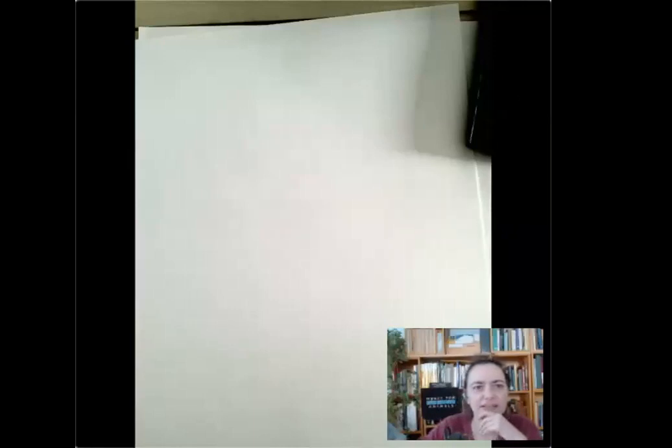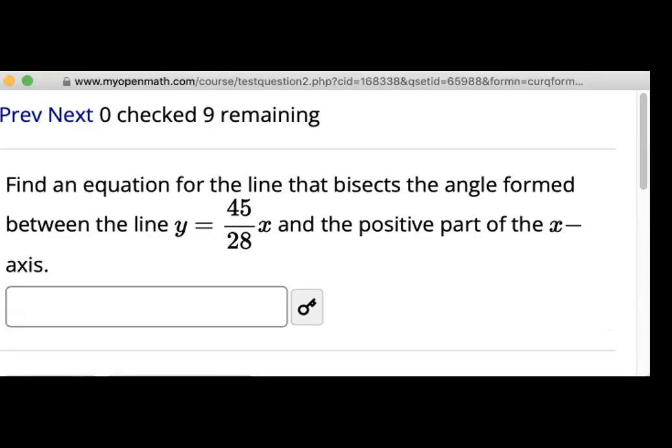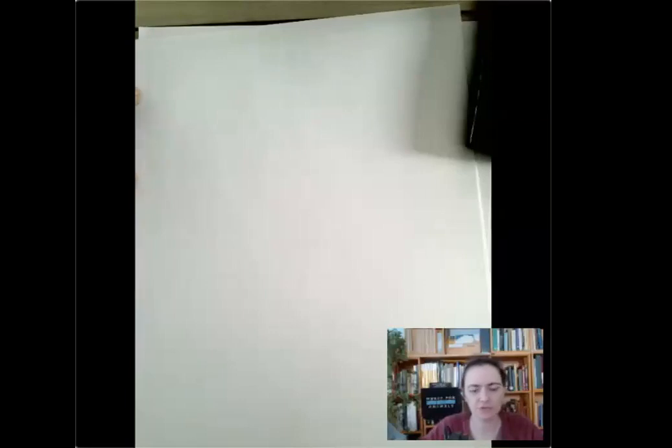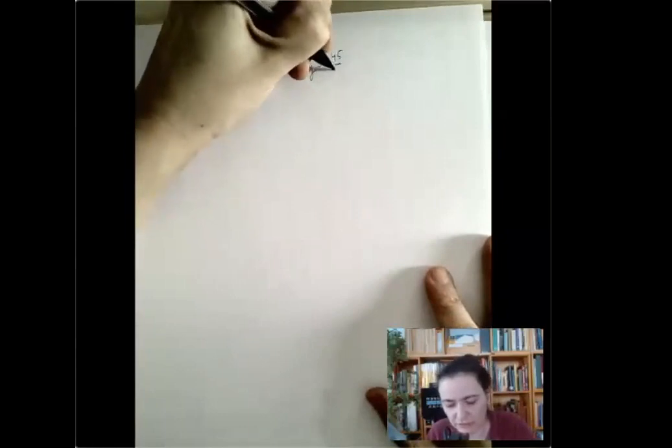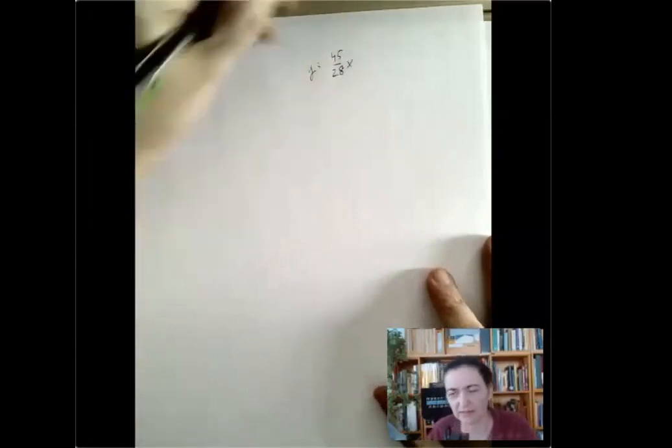So this is an interesting problem that we have. Instead of constructing an angle bisector, we have to find the equation of one. And as it turns out, trigonometry is quite helpful about that. So suppose we have a line y equals 45 over 28x.